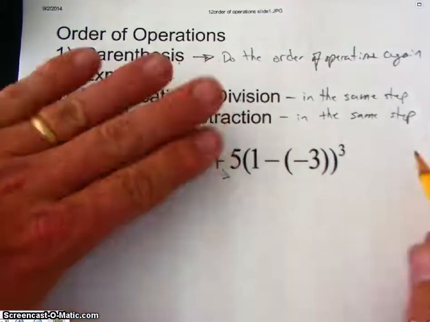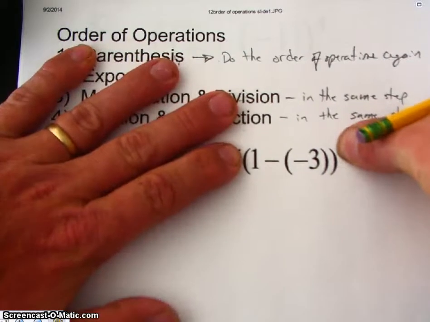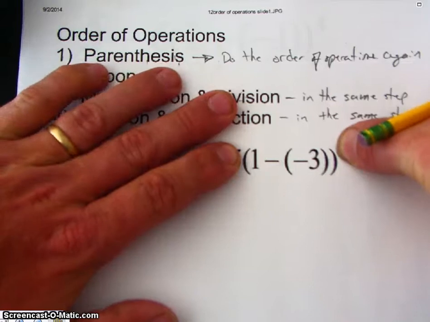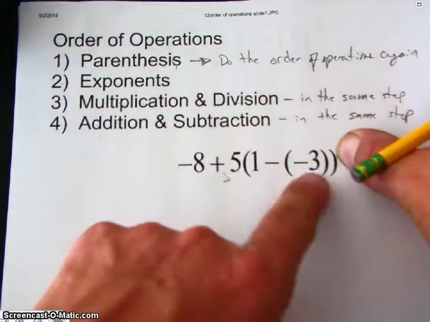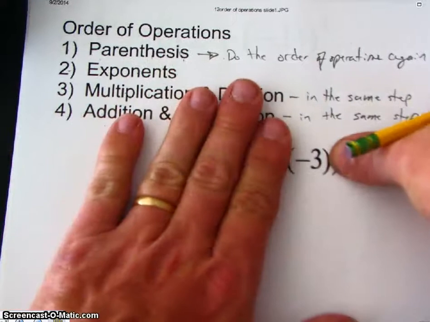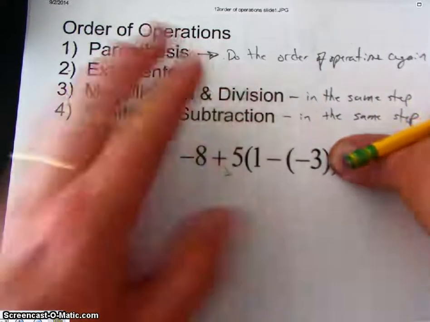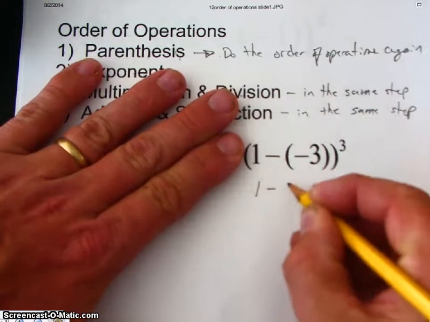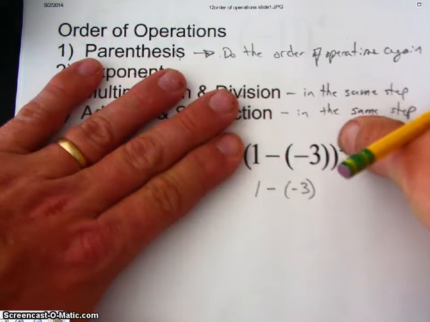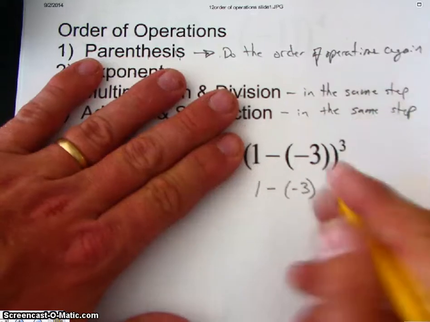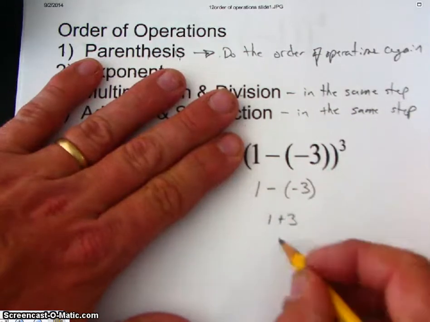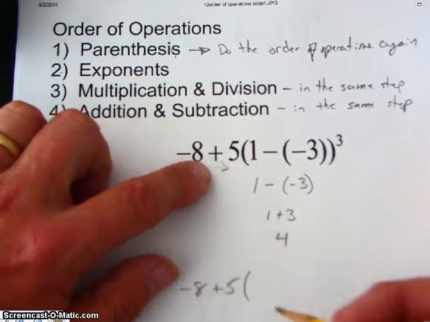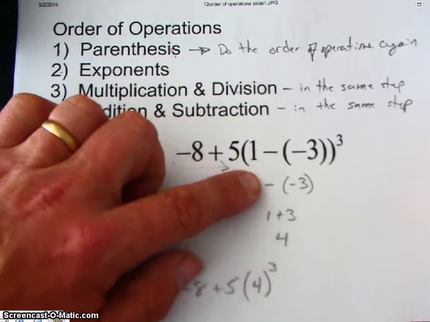Okay, parentheses. So in other words, I'm looking in there. Now it says also do the order of operations all over again. Here's another set of parentheses. Well, there's no operation going on there, so I can just ignore it. So really, what I'm looking at is I have 1 minus a -3. So what's 1 minus a -3? Well, that's 1 plus 3. 1 plus 3 is 4. So now I have -8 plus 5. In my parentheses, I have 4 and then a 3.